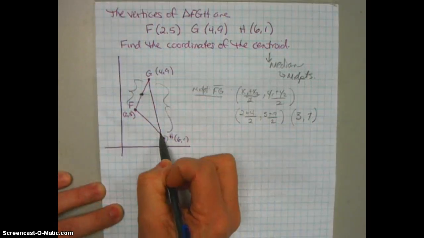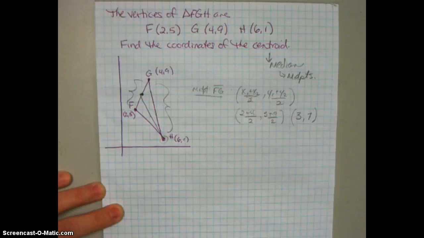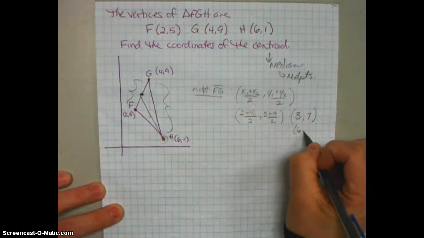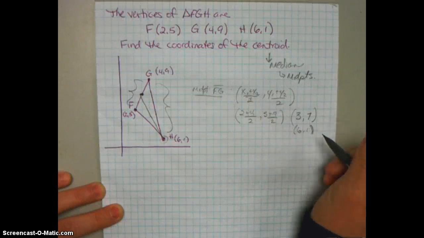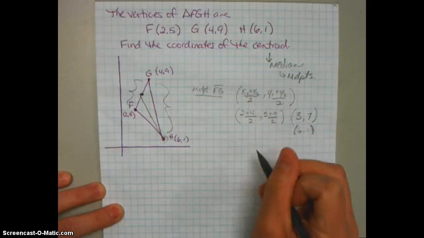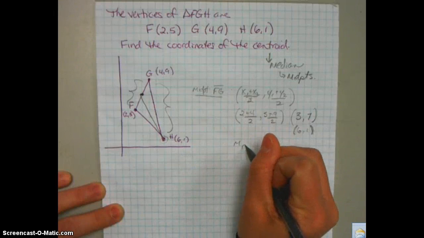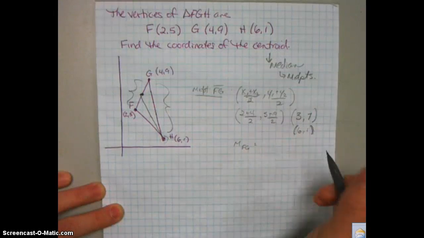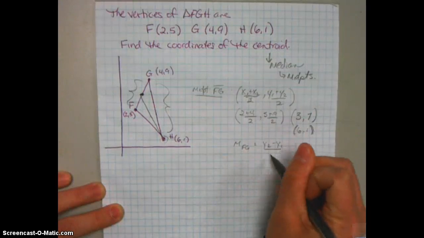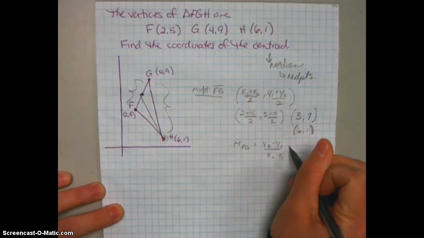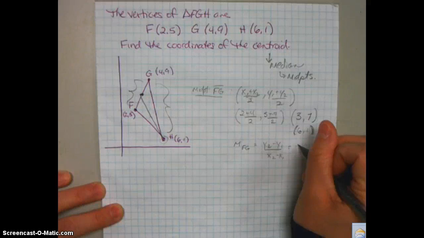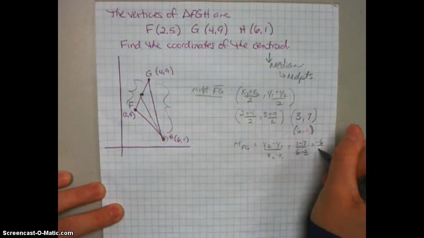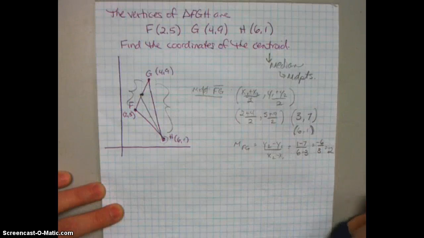And the median is going to go from H and intersect with that midpoint of FG. So we are also going to be using the point 6, 1. Okay, so we need to find the slope of segment FG. Slope is y2 minus y1 over x2 minus x1. All right, so it's going to be 1 minus 7 and 6 minus 3. That's negative 6 over 3, which is negative 2.